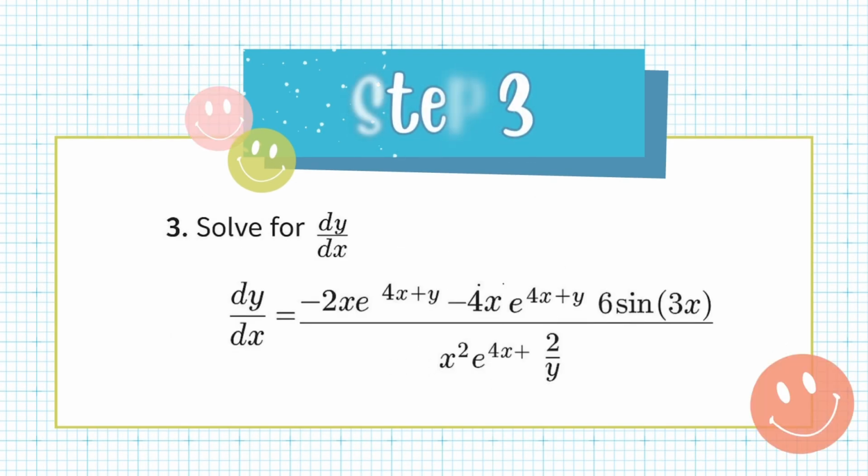For the last step, which is step 3, we have to solve for dy/dx. So the final answer we got is negative 2x e to the power of 4x plus y minus 4x e to the power of 4x plus y plus 6 sin 3x, divided by x squared e to the power of 4x plus y plus 2 over y.